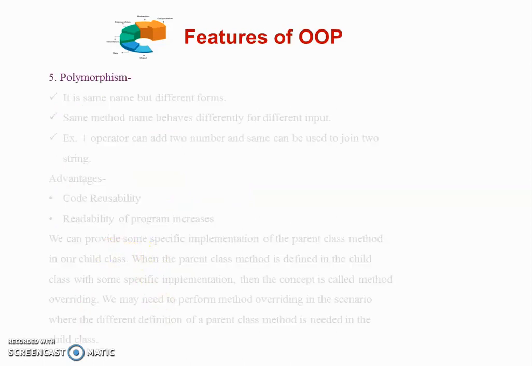The next feature of OOP is nothing but polymorphism. Polymorphism means poly means many and morphism means forms. So polymorphism is one of the essential concepts of OOP, which refers to having several different forms, which also contains the same name but different forms.